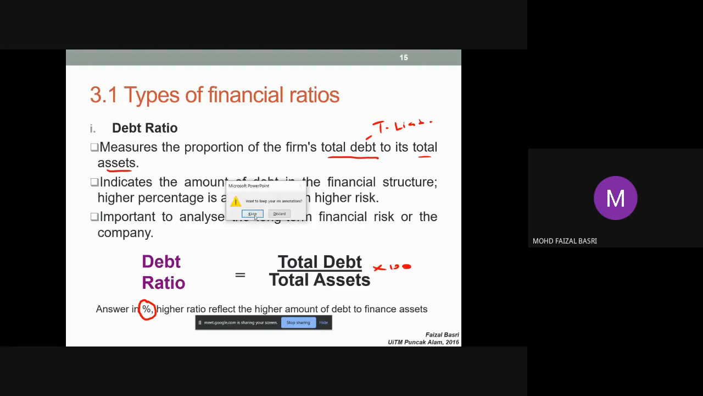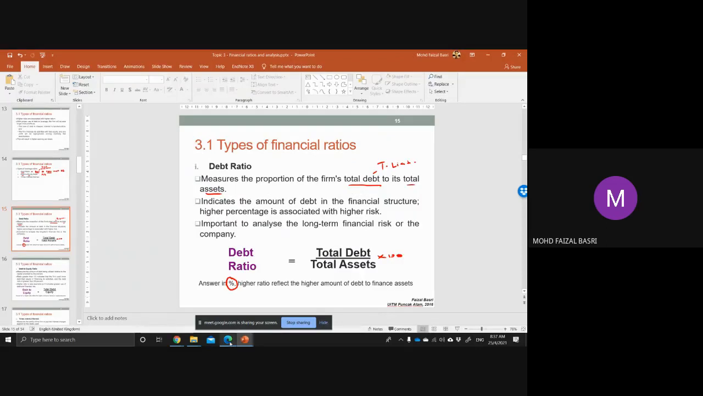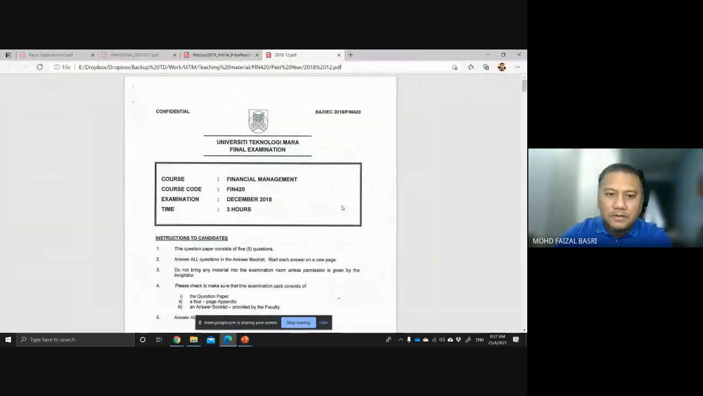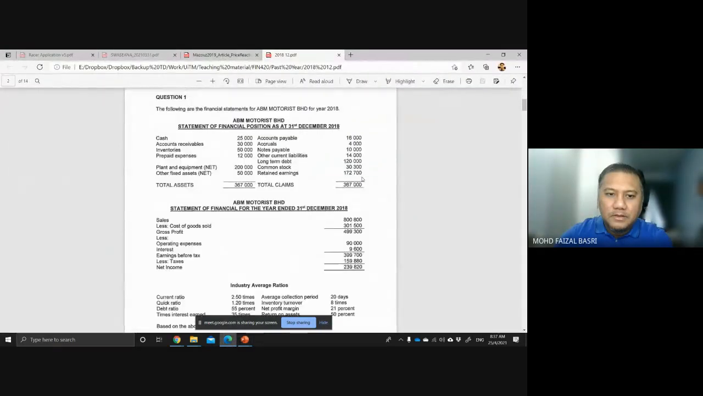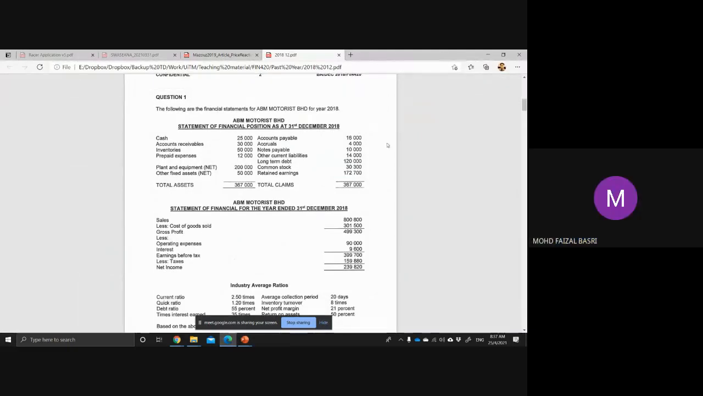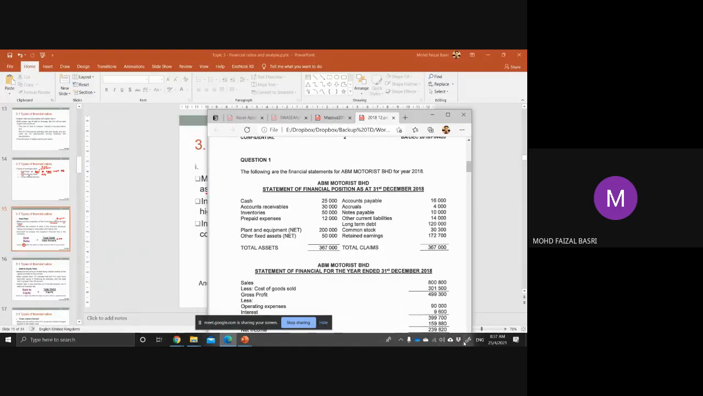So last week, we used December 2018 as our reference when we did all the ratios. Now, I need to open a whiteboard.